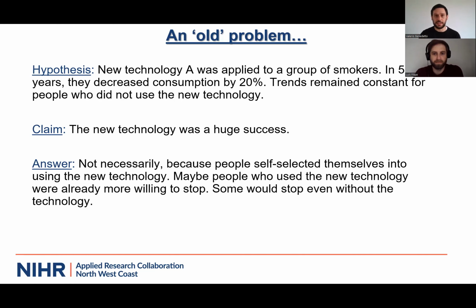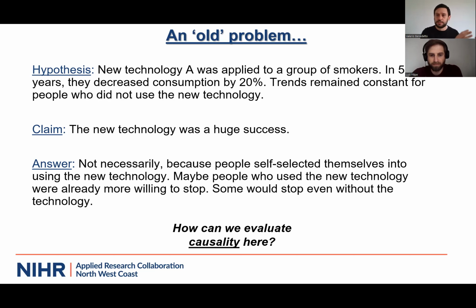As Luís was explaining in that video, that's not necessarily true because people might self-select themselves into using the new technology. Also, people might be willing to stop smoking anyway, regardless of whether they are using the new technology or not. So you can see here that we have a situation where it's difficult to assess causality, the causal link between the new technology and the reduction in the level of smoking.